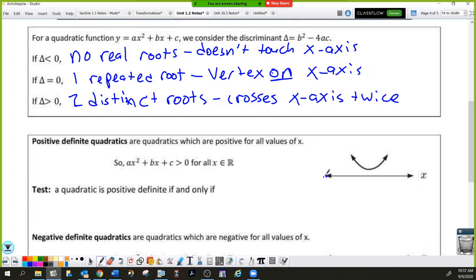Well, to see if a quadratic is positive definite without having to graph it, you would just look at the a value and the discriminant. So a quadratic is positive definite if and only if your a value is positive, because that would have it point up, and the discriminant is negative, because a negative discriminant means no real roots. So we have a smiley face with no real roots. Positive definite.